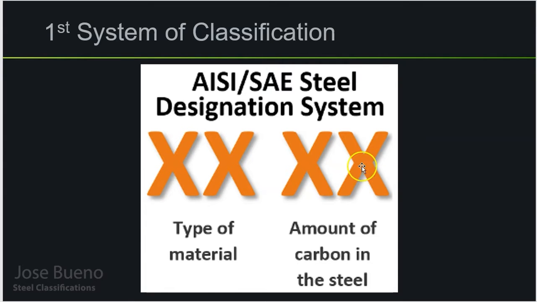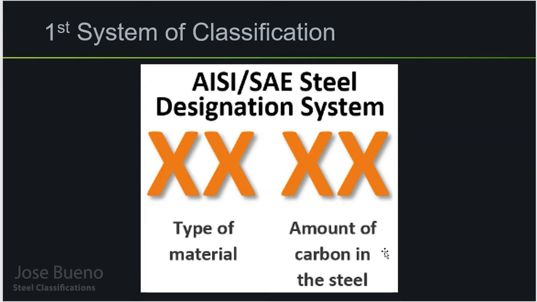So let's go ahead and look at that. If we have 4 digits, we can split that in half. The first two numbers are going to tell us overall what type of steel we're working with. Now the last two numbers are going to give us a general idea of the amount of carbon that's in the steel. So remember, I had told you that the two main elements in steel are iron and carbon.